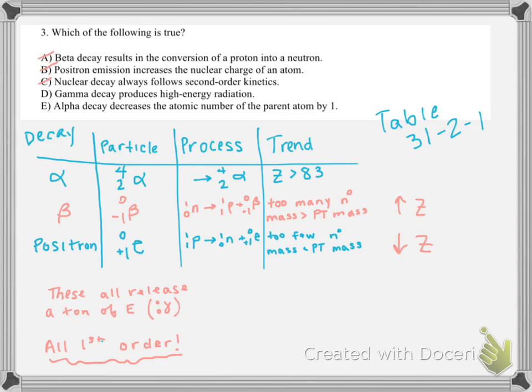Okay. D says gamma decay produces high energy radiation. We think about all of these decays being really high energy reactions, and the energy that they release we call gamma radiation. It is a really high energy form of radiation, and that's why in comics and cartoons someone gets hit by gamma rays and something crazy happens. So D makes sense. For E, it says alpha decay decreases the atomic number of the parent atom by 1. That doesn't make sense because it would decrease it by 2. Okay. So D is the right answer because gamma decay is, by definition, the release of high energy.